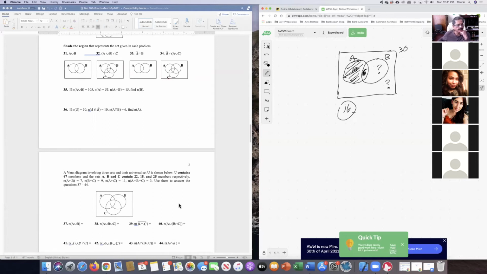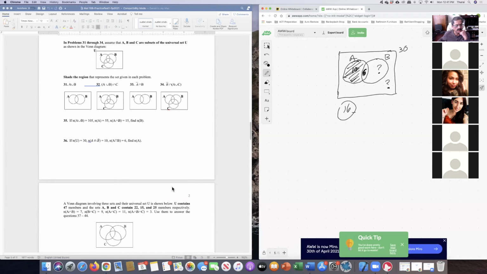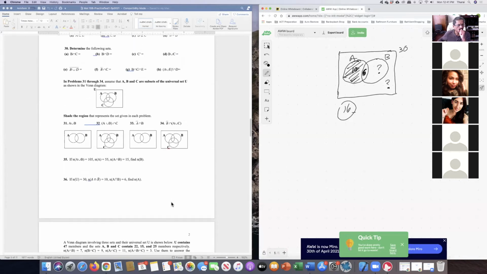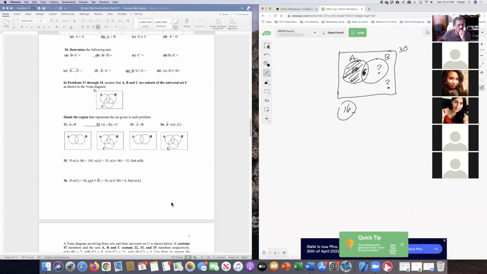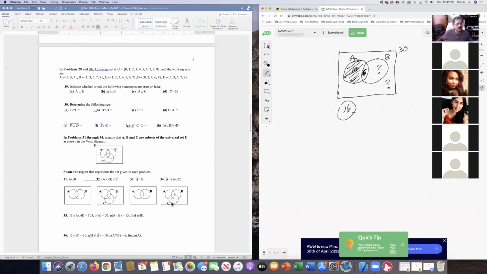Anything else? Anything else on page 5 or 6? This is showing as page 2 for some reason, but it's 6. Maybe some help with G on number 30? Number 30, G, okay.